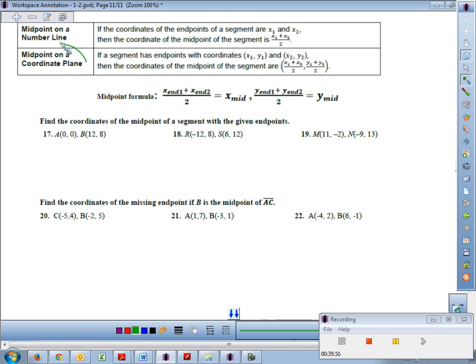Now, they give you midpoint on a coordinate plane. Like here's segment AB, it's graphed. Here's point A, here's point B. We want to use this formula. I will have this formula provided for you all the time, this midpoint formula. It looks really, really complicated. But I want to draw you a little sketch. Okay?